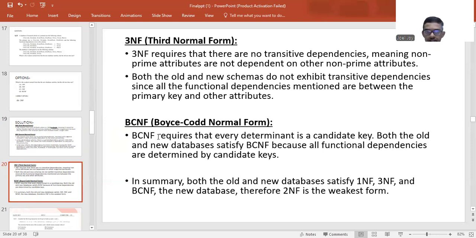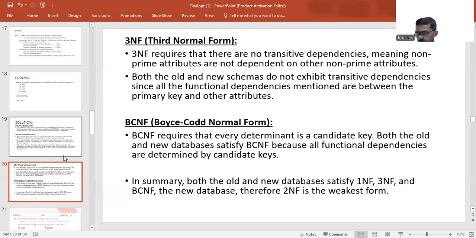Both the old and the new databases satisfy BCNF because all the functional dependencies are determined by the candidate key. In summary, both the old and the new databases satisfy 1NF, 3NF, and BCNF. The new database, therefore, the second NF is the weakest form.